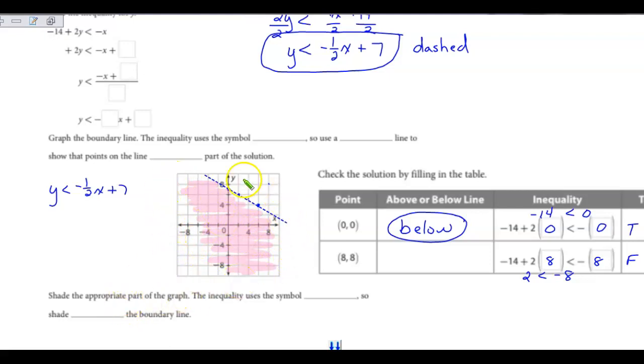So anywhere below this line, if I can find a point, it'll be a solution. So I found negative 2, 4. So ordered pair negative 2 and 4. If I plug it in for x and y, I have 4 is less than negative 1/2 times 2 plus 7. That's negative 1 plus 7, which is 6. Is 4 less than 6? Yes, it is. So even if I take any point down here and try it, I can prove that I've shaded the correct place.